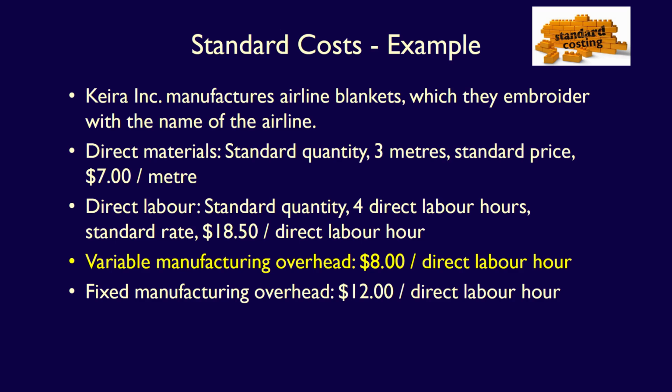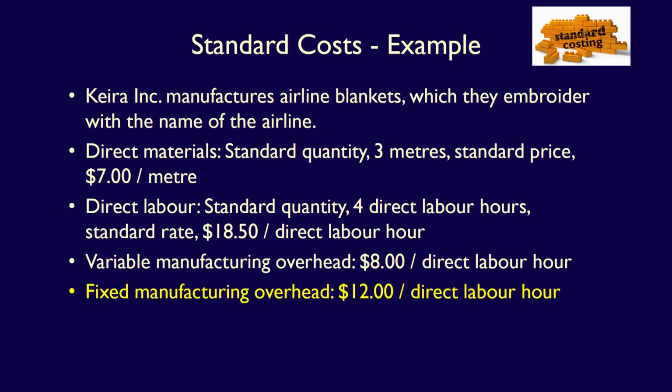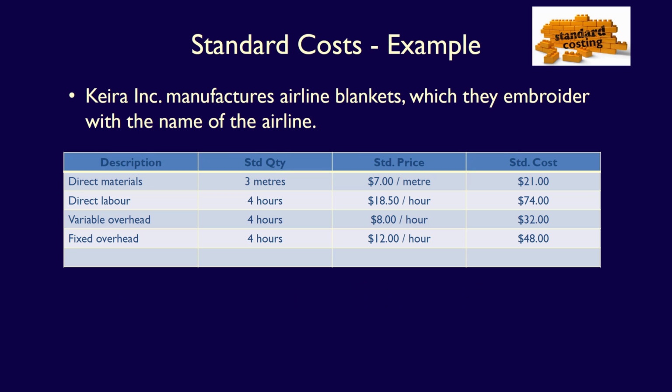Moving on to the variable manufacturing overhead. Variable overhead is 4 hours. That's because we use the same number of hours as we used for the direct labor. Direct labor hours, remember, is our activity base. If we take the 4 hours and multiply it by the standard application rate of $8 per direct labor hour, it's equal to $32 per unit. Last, we have the fixed manufacturing overhead. Fixed overhead standard quantity is 4 hours. Again, that's because we use direct labor hours as our activity base. Take the 4 hours and multiply it by the standard application rate of $12 per hour. That's equal to the total standard cost per unit for the fixed overhead of $48.